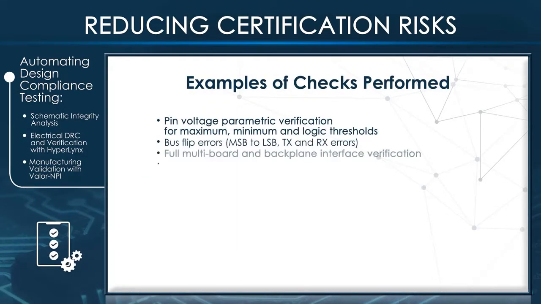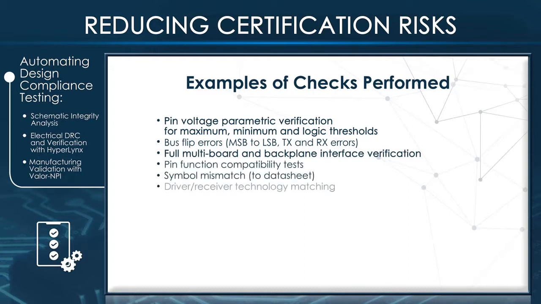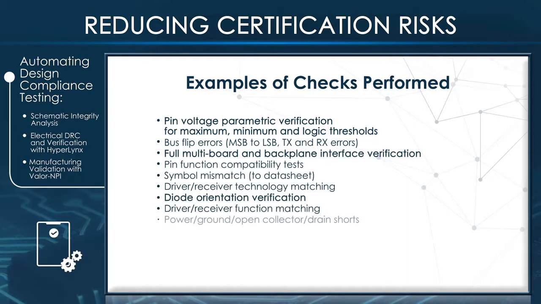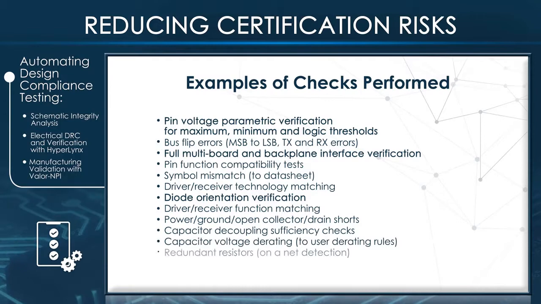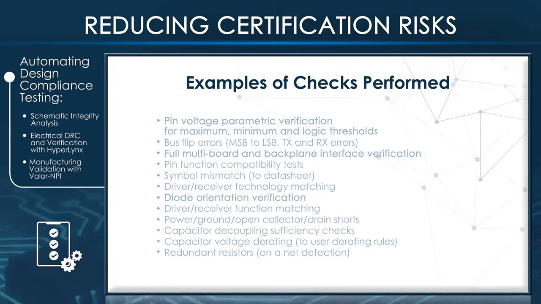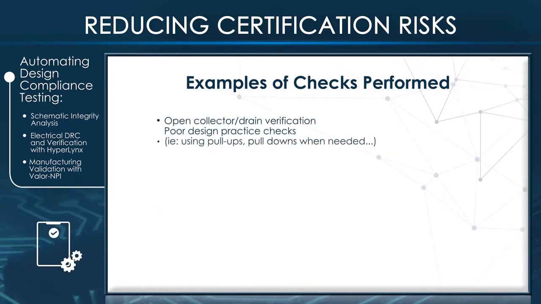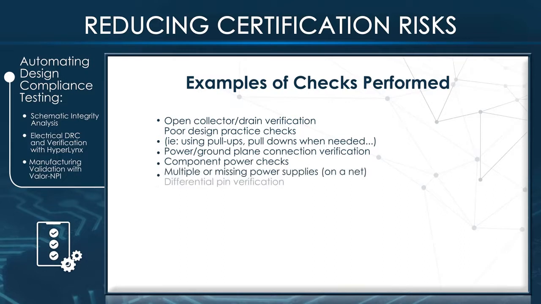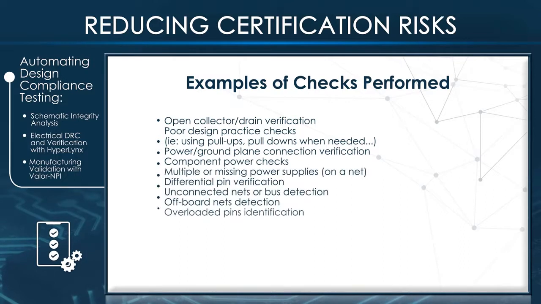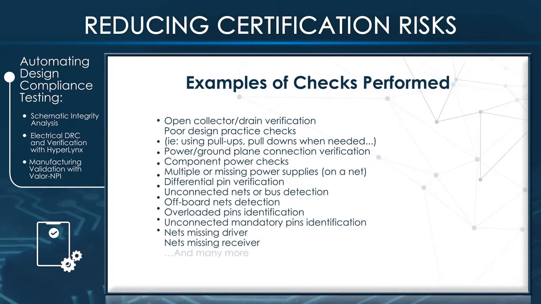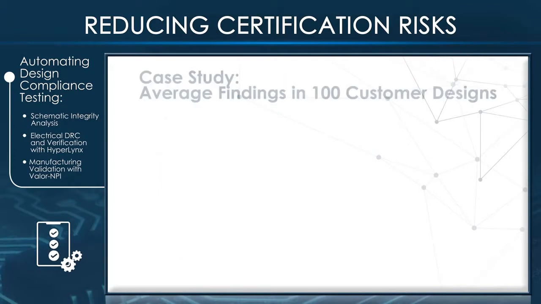Some examples of the 150 plus built-in checks that we're going to talk about today are full multi-board and backplane interface verification, pin function compatibility tests, pin voltage checks. If you have a twisted diff pair and let's say it was connected wrong on the board, Validate will find that. Offboard nets detection. These are just some of the many checks.